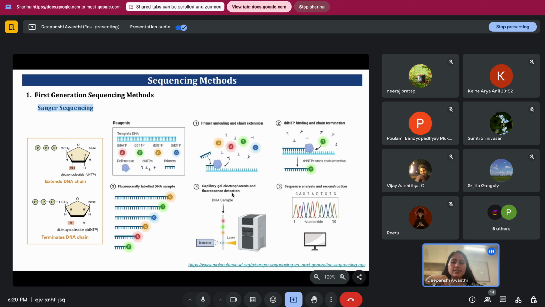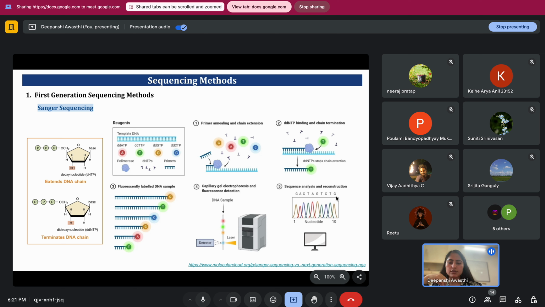This is the principle behind Sanger sequencing: whenever the daughter strand is terminated, those ddNTPs are fluorescently labeled molecules. Each of these ddNTPs is labeled individually with a separate fluorescent tag. Whenever termination happens, it releases a fluorescent signal which the device captures and gives as a peak. With the help of those peaks you can identify the sequence which is present. In that way sequencing is done with Sanger sequencing.